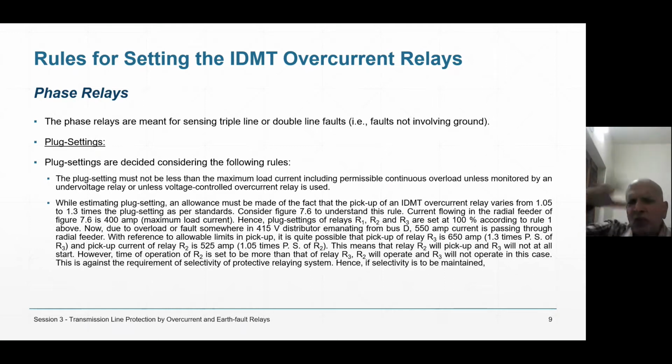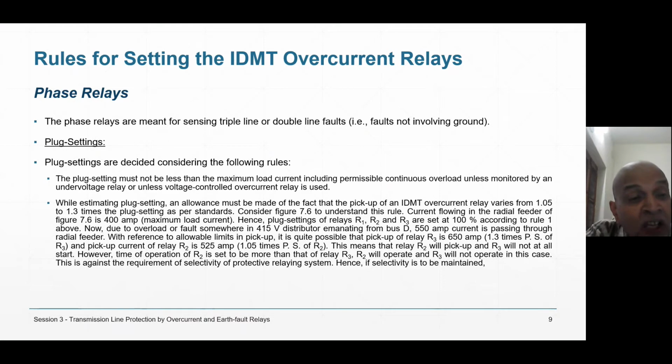Because you see, load current is not constant. There is a load curve. It goes on varying. At certain times, say at evening time, the current is maximum. So for that current, relay must not trip. Not only that, but I have to allow for 10% overload also, because up to 10% overload, no equipment is damaged.